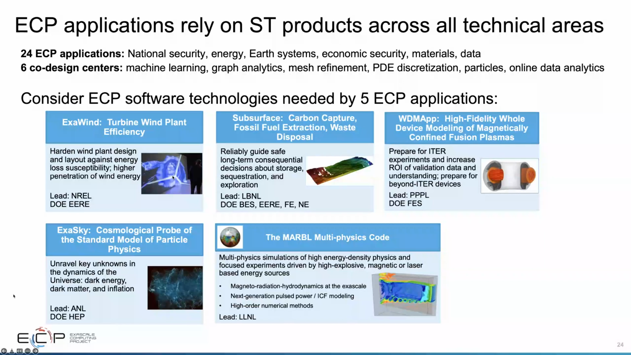So we have applications. There are 5 applications that I'm just picking up. There is one called ExaWind, which is a turbine wind plant efficiency CFD solver package. And it comprises AMR-Wind, an adaptive mesh refinement wind package, and the Nalu-Wind package, the same solver that I showed earlier. It has a lead institution of the National Renewable Energy Laboratory in Golden, Colorado. And we are collaborating with this team.